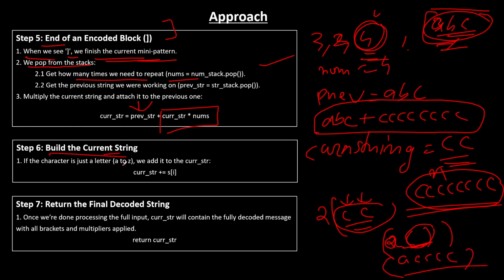Now we build a current string. Here, if you could see, till the time we are not getting the closing bracket, we keep on adding into the current string, right? Like A, B, C, D, keep on adding it into the current string variable, right? Okay. Now at the end, we return the current string only because at the end, the current string will consist of the complete decoded string.